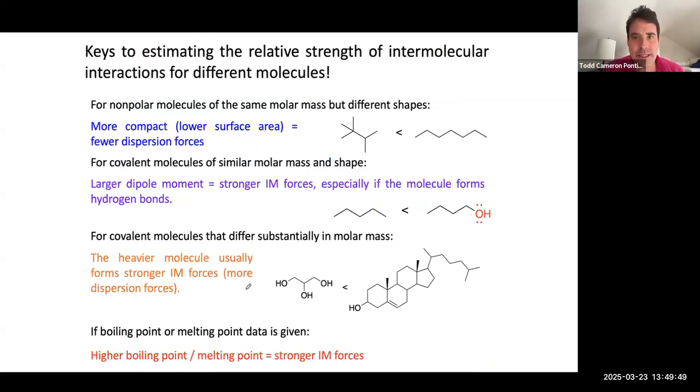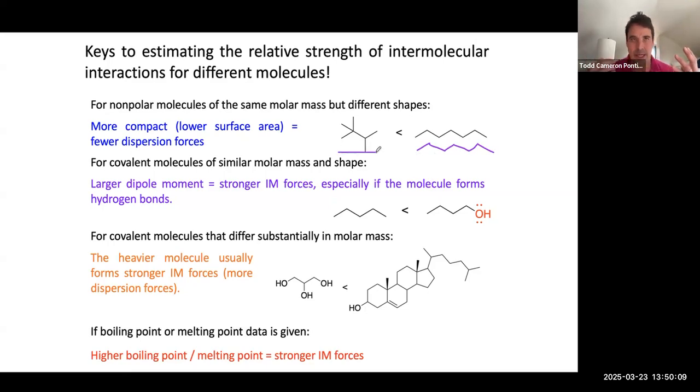And then in general, this is how you can assess intermolecular forces. For nonpolar molecules of the same molar mass but different shapes, the more spread out it is, generally speaking, the greater surface area and the more it can interact. So this would have more intermolecular forces than its counterpart over here.